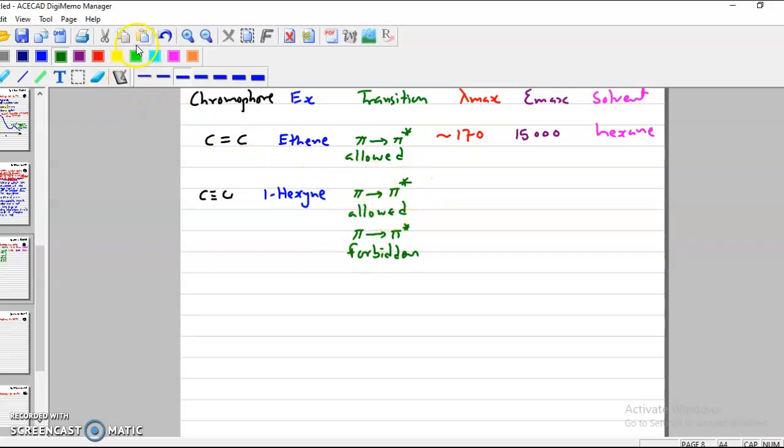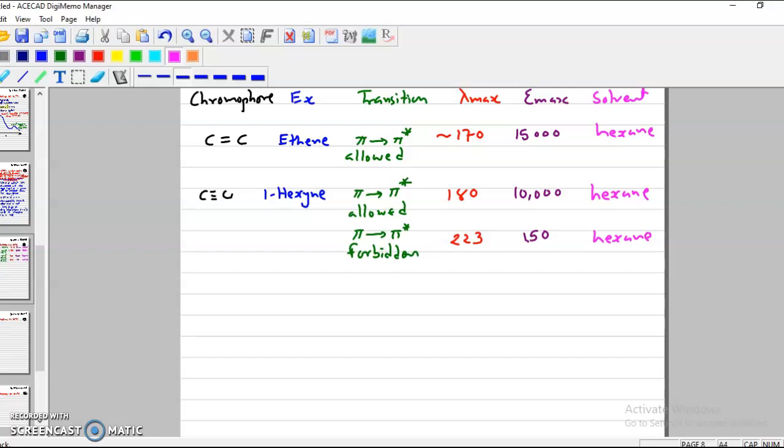When it is in plane, it is called an allowed transition, and the value of lambda maxima is nearly 180. For the forbidden transition, it is about 220 or 223. Okay. And the value of epsilon maxima for allowed would be 10,000, while in case of forbidden, it is 150 only. And in both cases, the solvent remains the same, hexane.